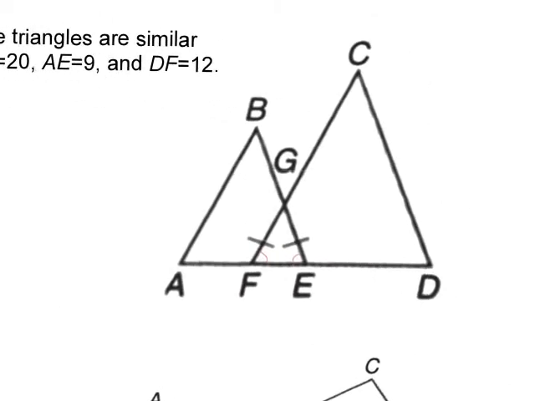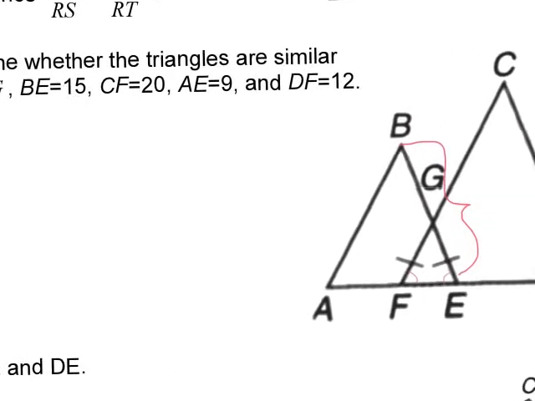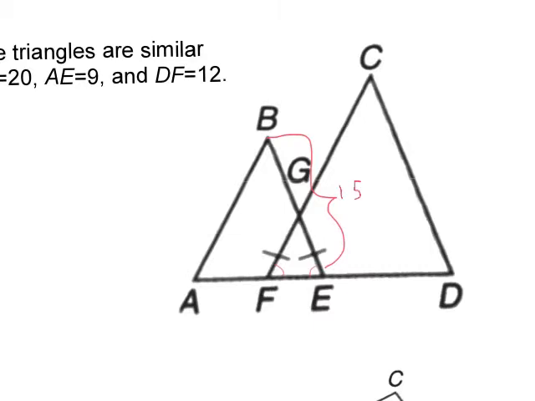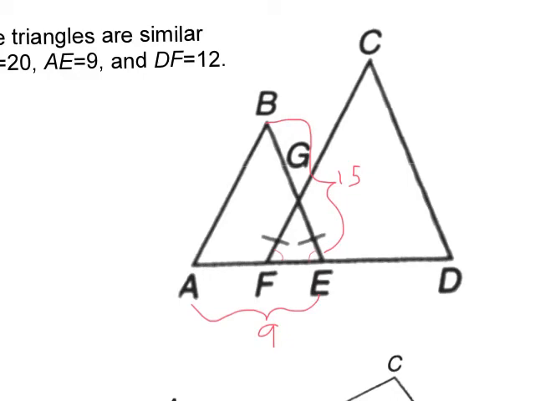So I'm going to do the triangle on the left in red. So BE, well that's this distance here. BE they told me was 15. And AE is this distance down here. Told me that was 9. Now let's do CF. CF they say is 20, so let's do that side in blue. And then DF is this side here, that's 12.